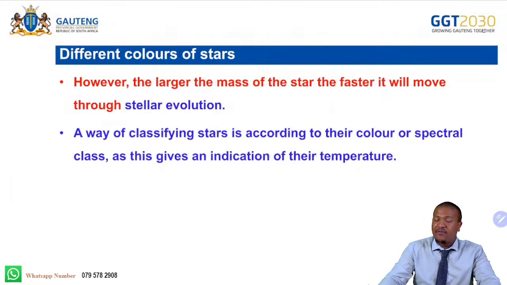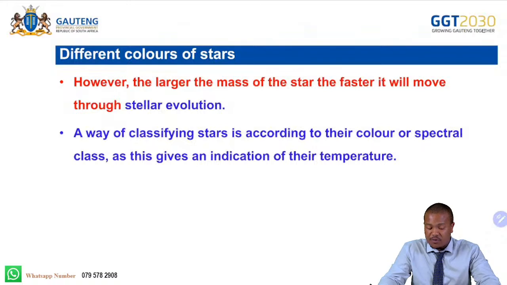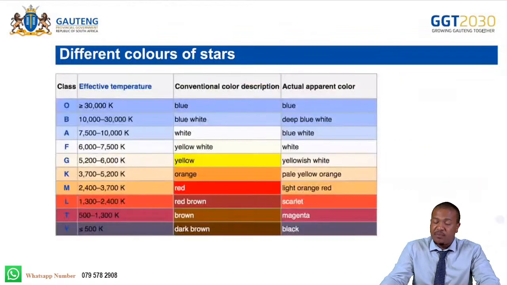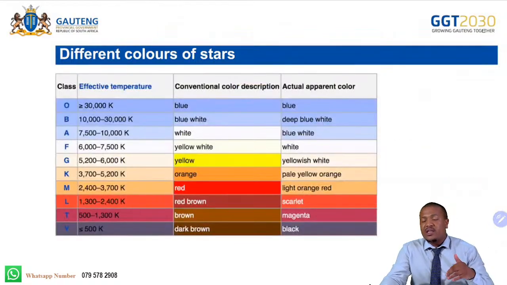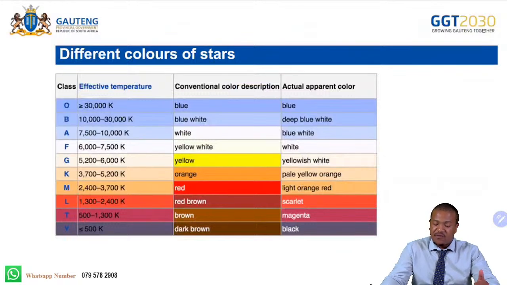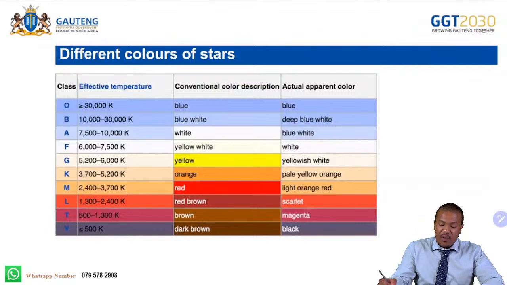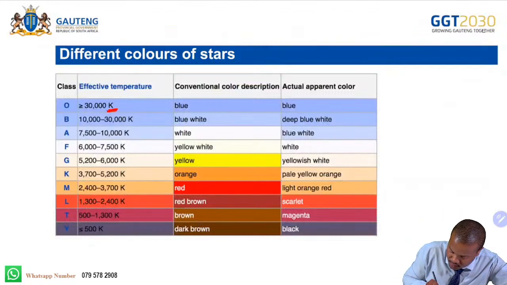So another way of classifying stars is according to their color or spectral class, as this gives an indication of their temperature. For example, a red dwarf is a small and relatively cool star during its main sequence. I want us to look at this table now to see the effective temperature, the conventional color description, and the actual apparent color that we see of stars. We have units such as Kelvin to measure our temperatures.